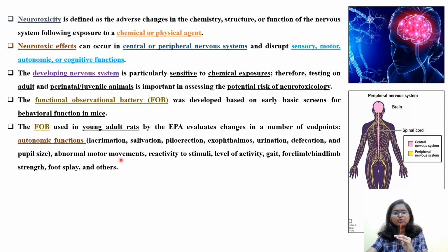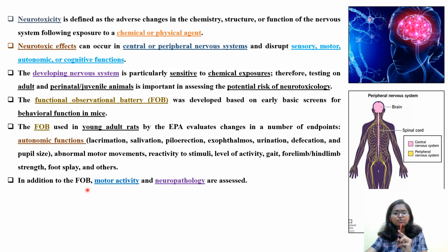Abnormal motor movements, reactivity to stimuli, level of activity, gait, forelimb and hind limb strength, foot splay, and others. So how they are holding a certain thing, that strength you will be checking. Level of gait, posture, all those things you'll see. Some of the pictures I have kept towards the end of the presentation. You will understand what these are, and those people who have worked on FOB will definitely know what I am trying to say here.